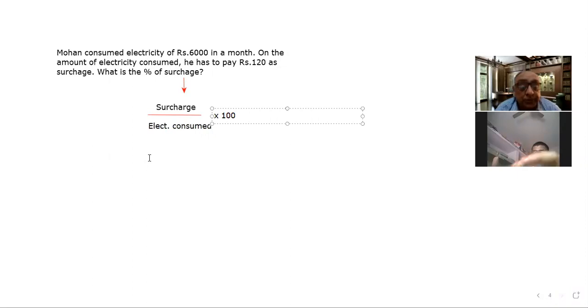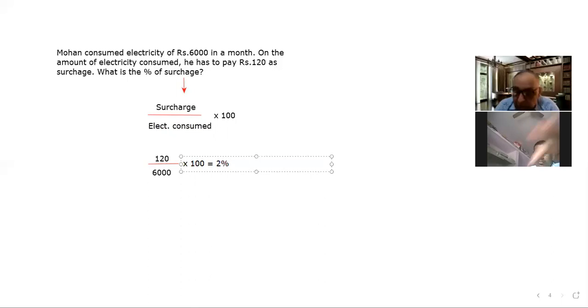So it is given as 120, divided by the electricity consumed, which is 6,000, and multiplied by 100, because we have to find it in percentage form. That is equal to 2% of the electricity consumed. That is the amount of surcharge which he has to pay.